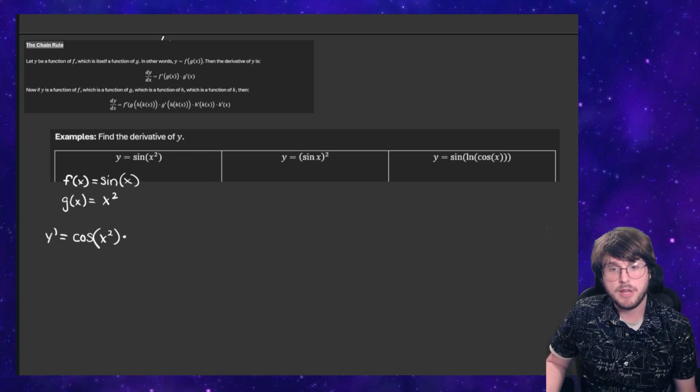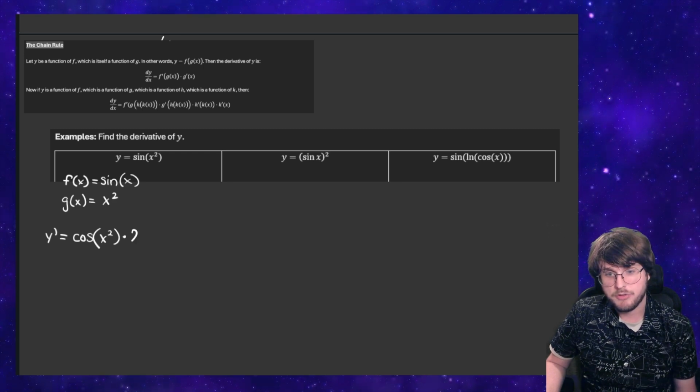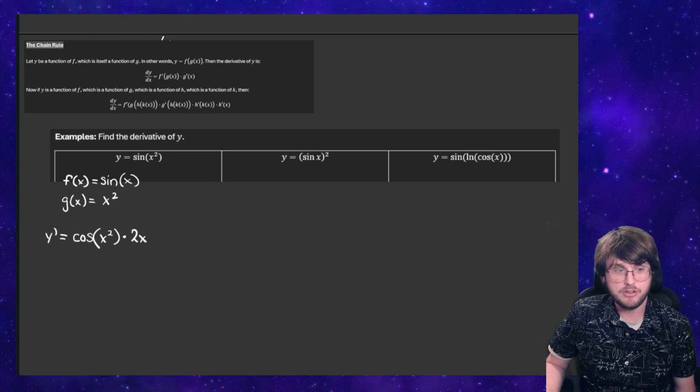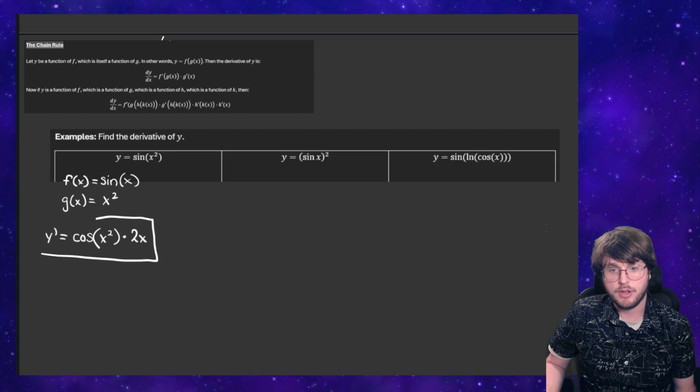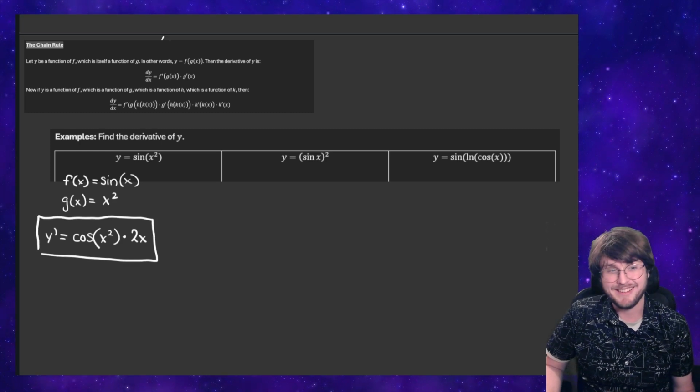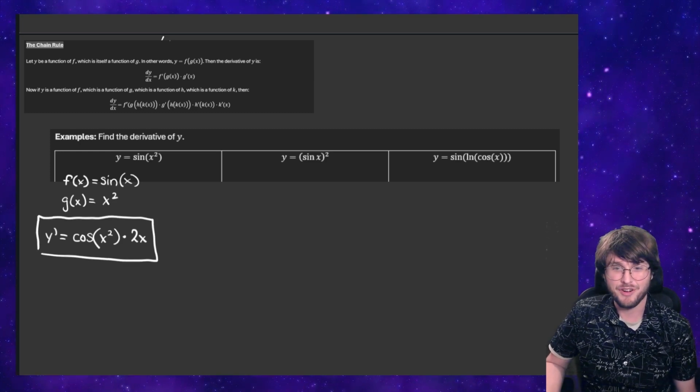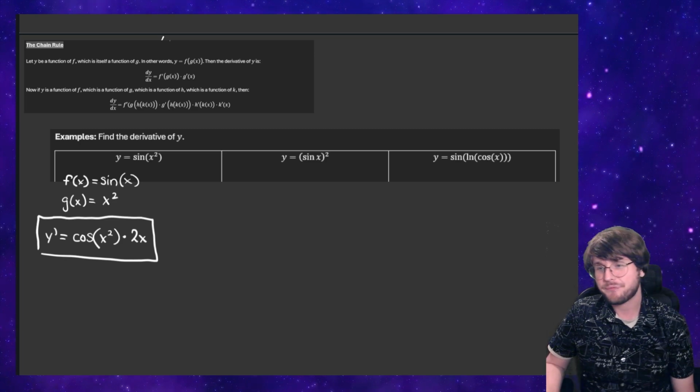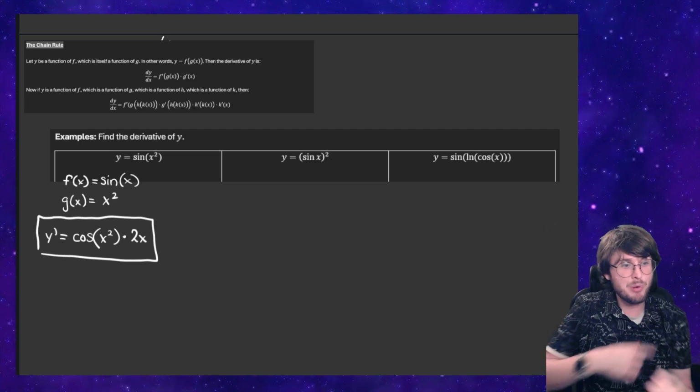So we're going to multiply that by the derivative of g of x, which will be, if you apply the power rule, 2x. You take the 2 down and then subtract 1 from the exponent. And this, in its most unsimplified state, is the derivative of our first example. Cool.